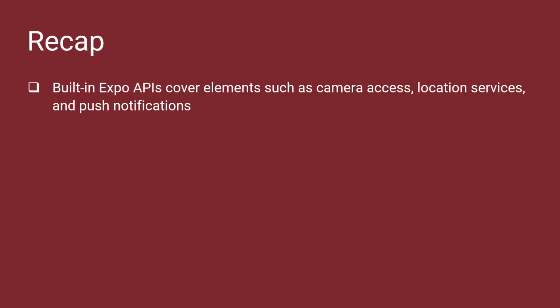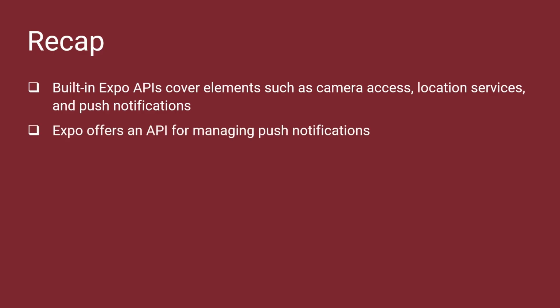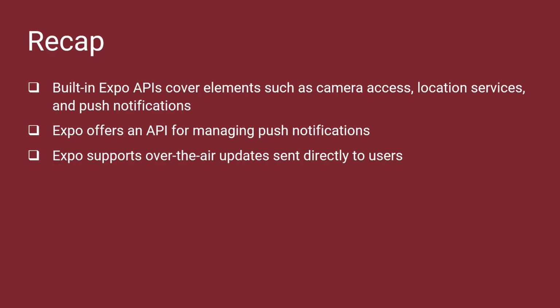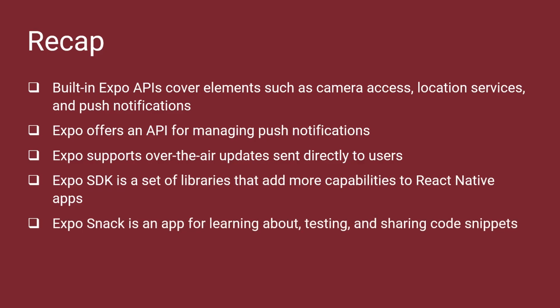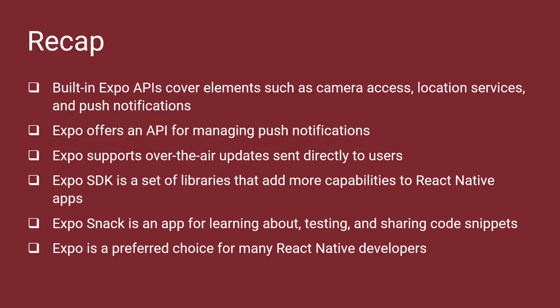Expo's built-in APIs cover elements such as camera access, location services, and push notifications. Expo offers an API for managing push notifications that lets developers send them to iOS and Android devices. Expo supports over-the-air updates sent directly to users, so they don't need to download them from the relevant app store. Expo SDK is a set of libraries that add more capabilities to React Native apps. Expo Snack is an app for learning about, testing, and sharing code snippets. And Expo is a preferred choice for many React Native developers because of its ease of use, its cross-platform development approach, its comprehensive API support, and its strong community.